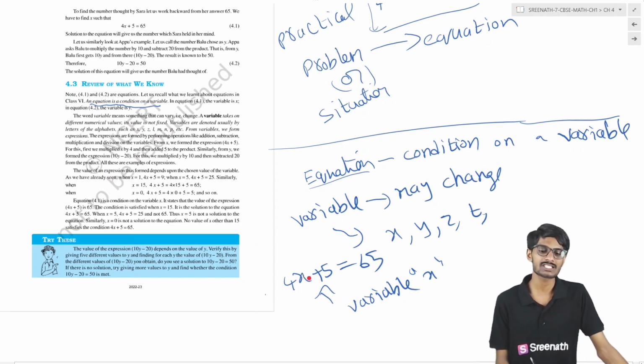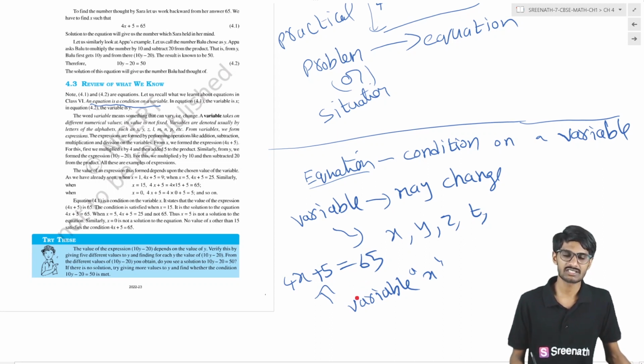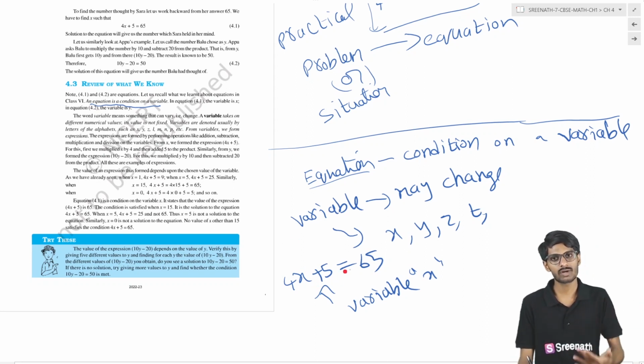What is the condition here? 4x plus 5 is equal to 65. So what is the condition here? It means whenever there is a number or variable, whenever it is multiplied with 4 and added to 5, it gives 65. That is the condition. In this condition there is a variable, and we call it an equation.